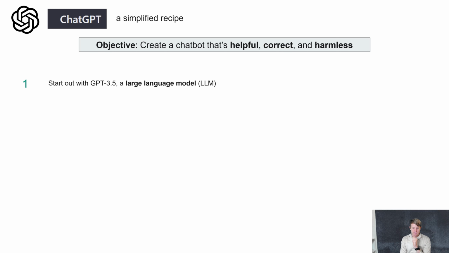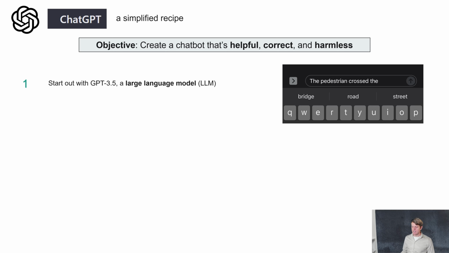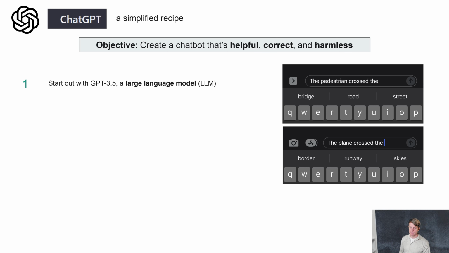The first step is to use a so-called large language model. And the task of a large language model, or an LLM, is to predict what comes next in a sentence or what is missing from a sentence. So your phone likely has a predictive text feature, like my iPhone's feature that I've shown here. When I entered "the pedestrian crossed the", the phone helpfully suggested bridge, road, or street. And when I changed pedestrian to plane, the suggestions changed to border, runway, and skies.